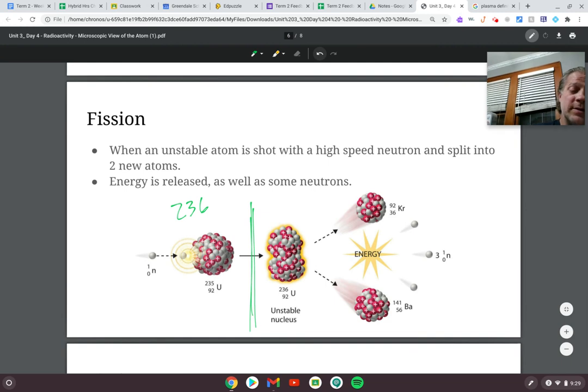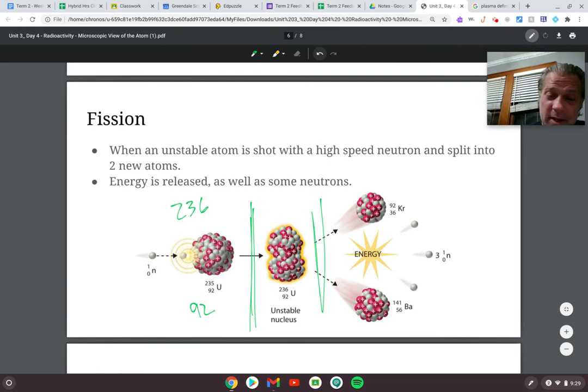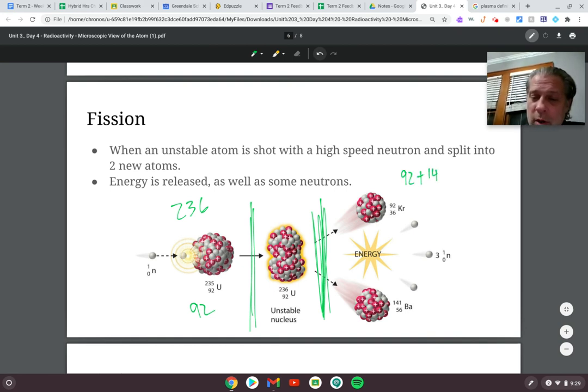And on my left side, the atomic number is 92. I'm going to also say this is like an intermediate step. This is where we have unstable. But on the product side, if I take 92 plus 141 plus 1 plus 1 plus 1, I get 236. And on the product side, if I take 36 plus 56 plus 0 plus 0 plus 0, I get 92. So when I'm balancing the fission reactions, I'm doing the same thing.